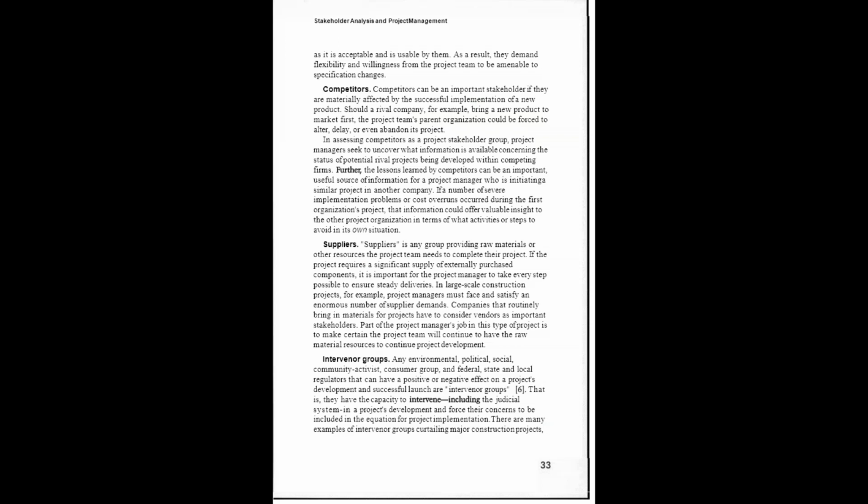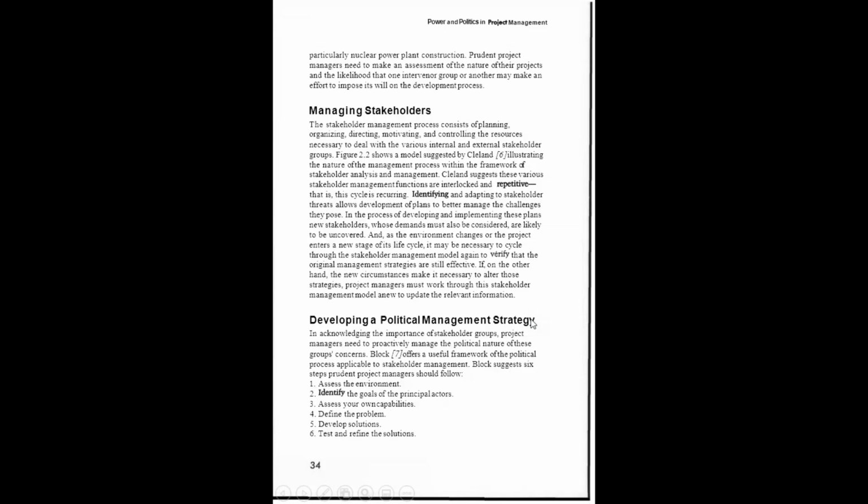Then we have intervener groups. Any environmental, political, social, community activists, consumer group, and federal, state, and local regulators that can have a positive or negative effect on a project's development and successful launch are intervener groups. That is, they have the capacity to intervene, including the judicial system, in a project's development and force their concerns to be included in the equation for project implementation. There are many examples of intervener groups curtailing major construction projects, particularly nuclear power plant construction.